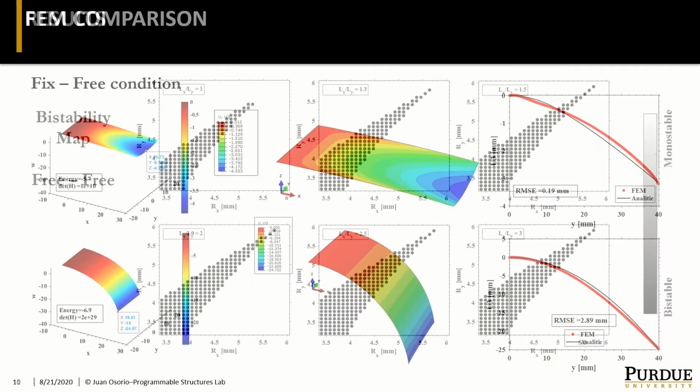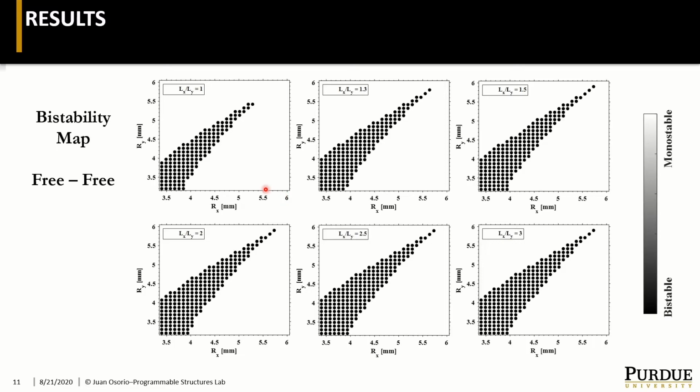So as our model works, we proceed to construct the bistability maps. Here is for the free boundary conditions. Essentially, the black dots represent bistable configurations, and the white regions are monostable configurations. The y and x axes are the bending radius for the pre-stress. And you can see that as you increase the aspect ratio, you are getting more bistable configurations. This is just because as you make the structure bigger, you induce more energy into the system, and some stable state will appear.